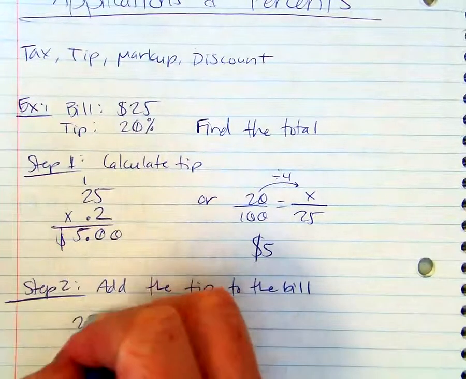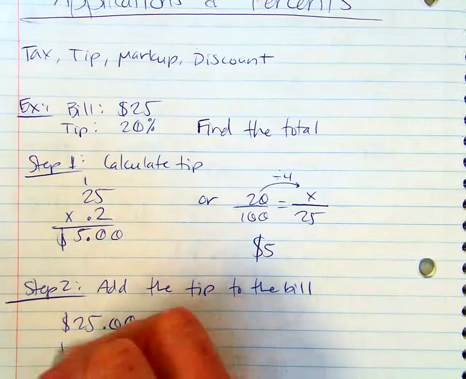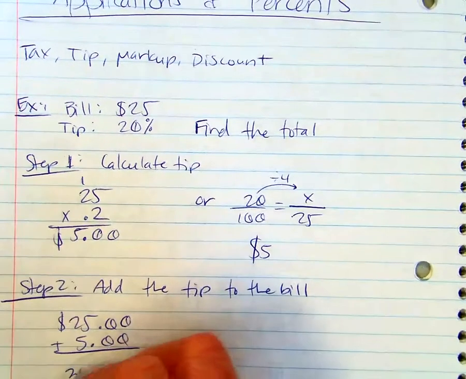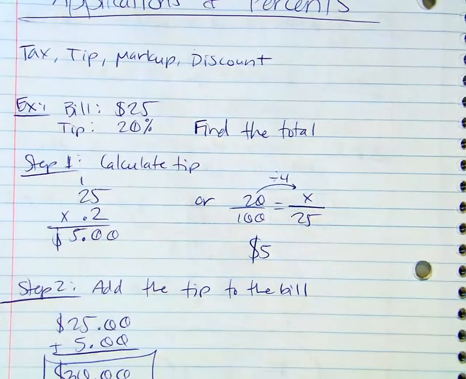So I'm going to take the $25 that I had to spend for the bill, and I'm going to add the $5 that I have for the tip, and altogether I'm going to get $30. That becomes a final answer.